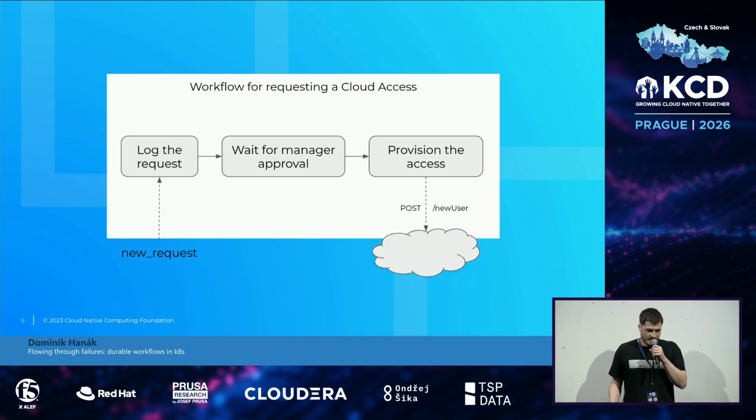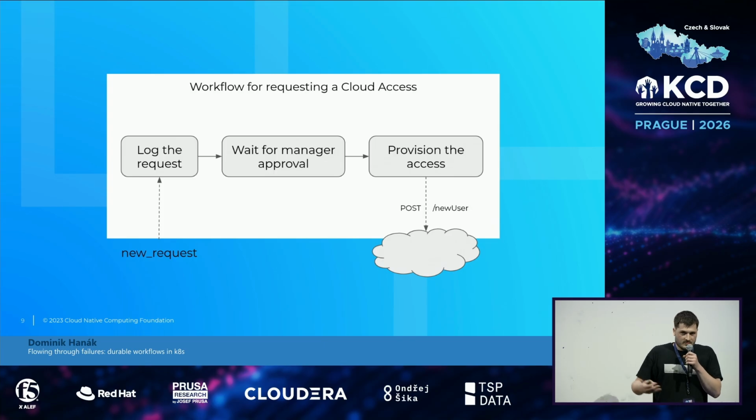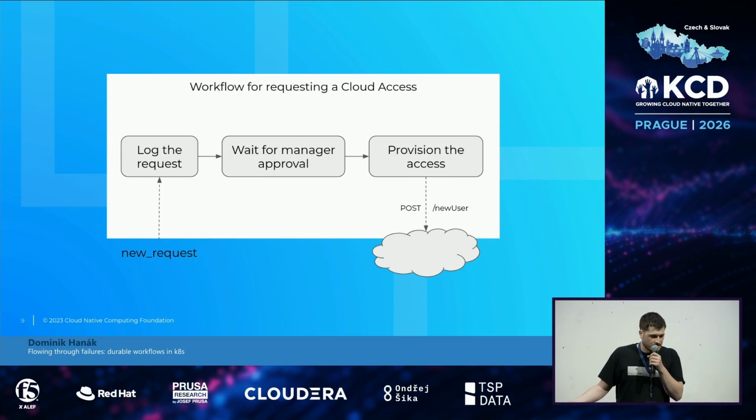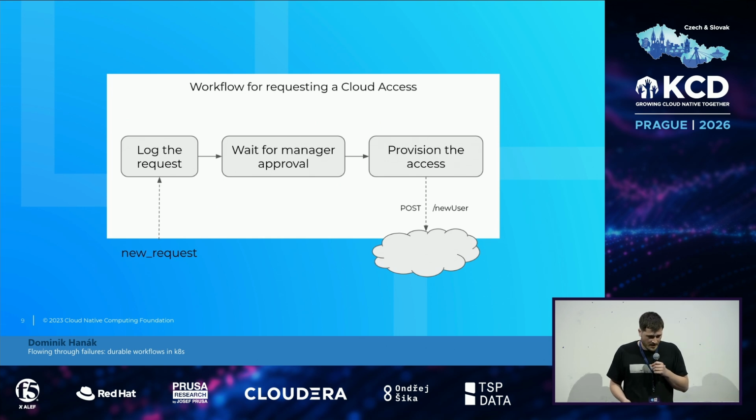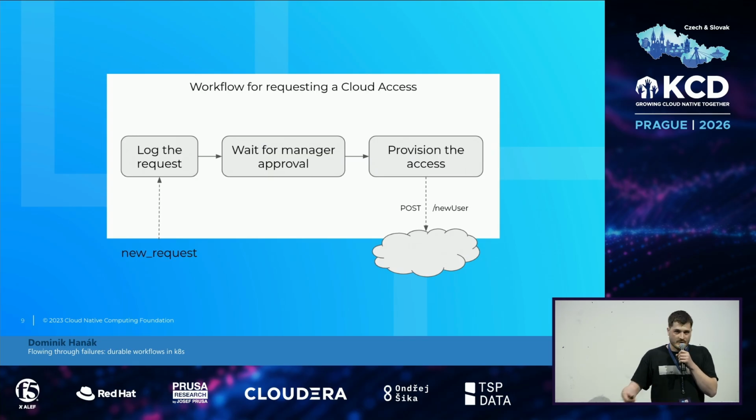So here is a simple example of a workflow. For example, let's say this is your business logic. You're defining how to request cloud access. So based on some new request, you first log the request, then you wait for manager approval, and then you provision access, okay?